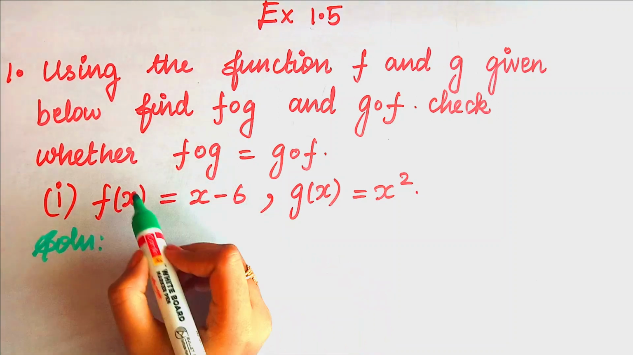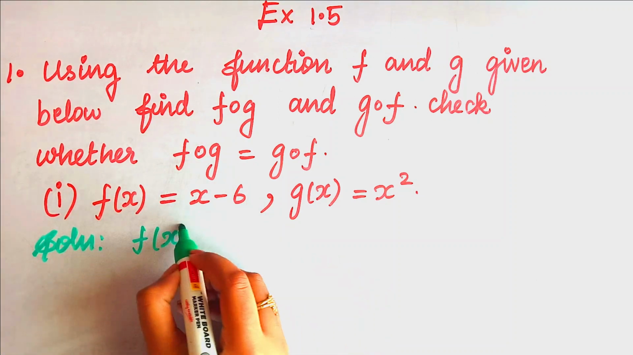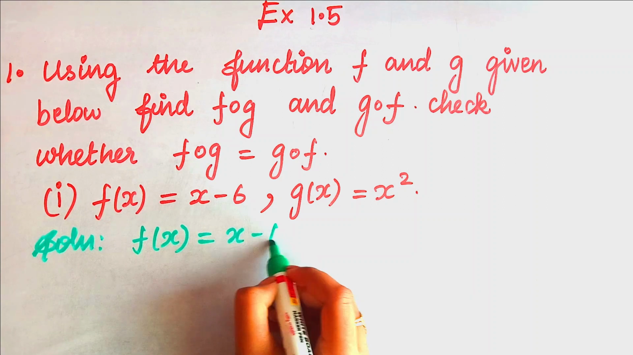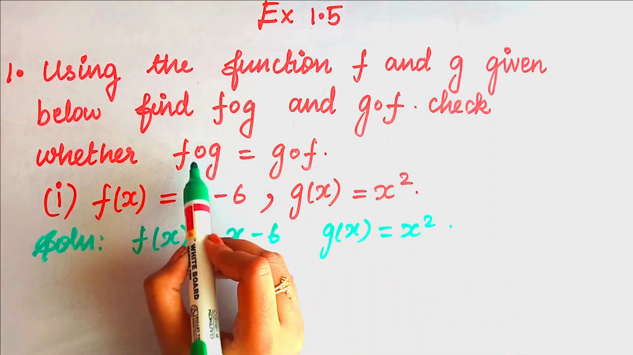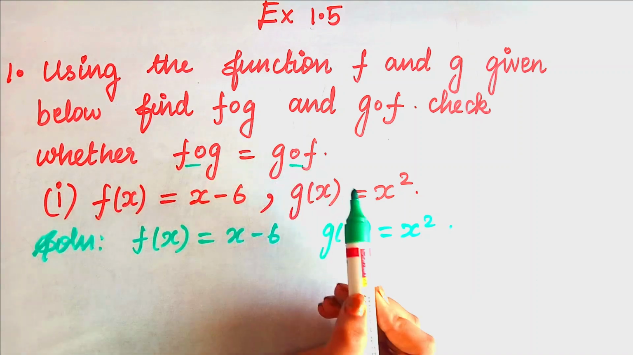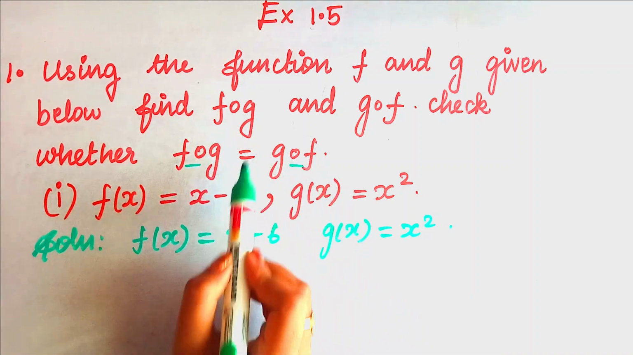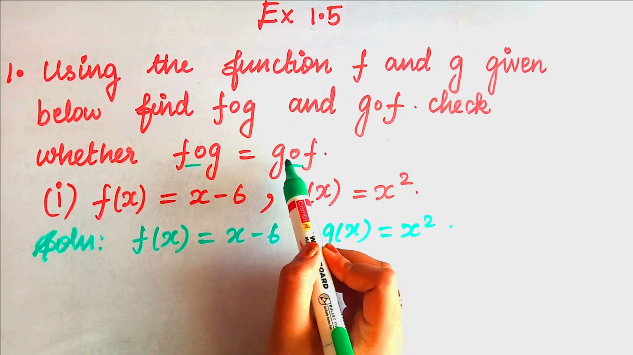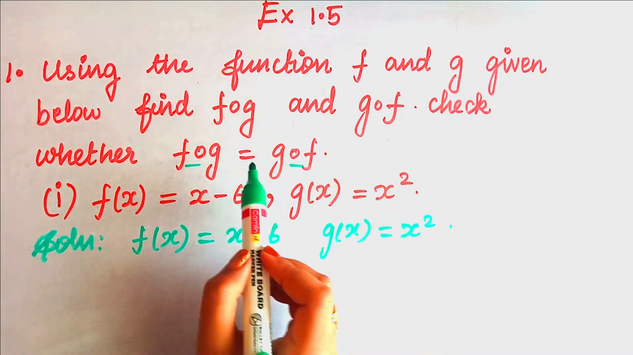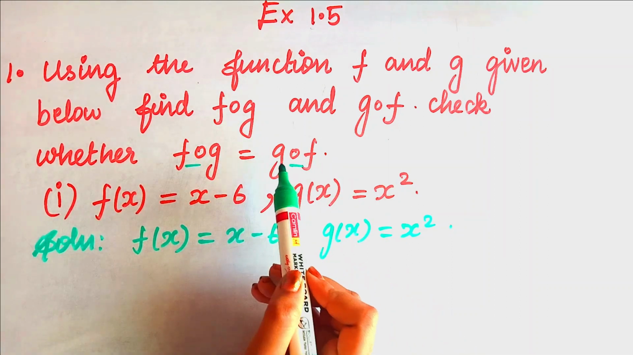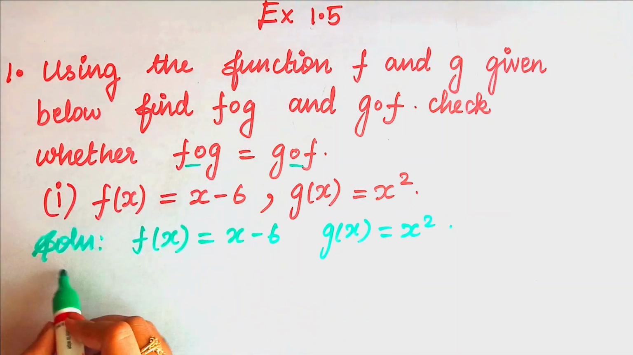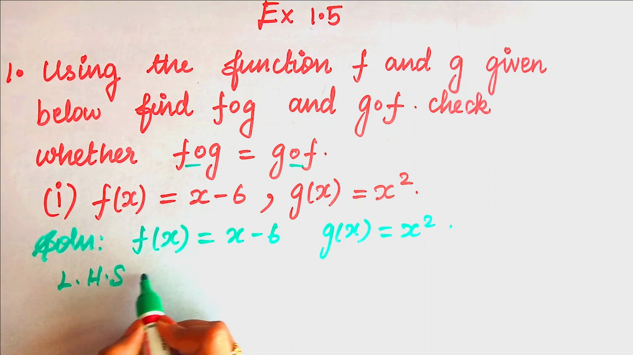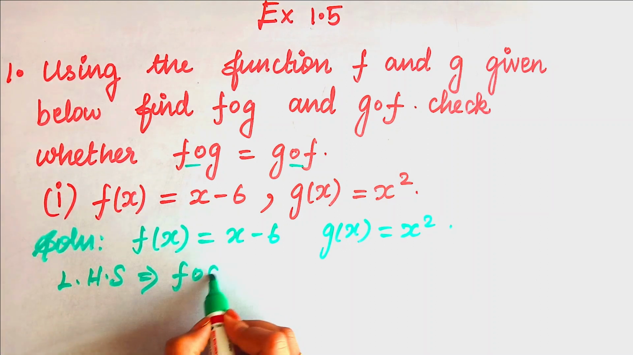Okay, so let's write the given part first, which is f(x) = x − 6 and g(x) = x². Now we are going to check whether these two are equal. For that, first we will find f∘g, and then we will find g∘f, and then we will see whether these both equations are equal or not.